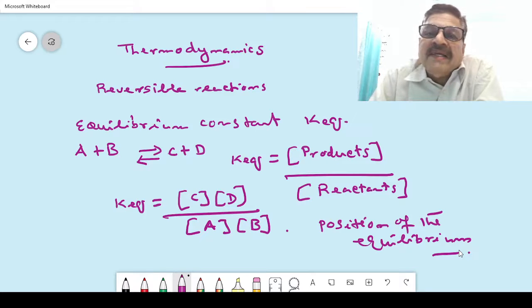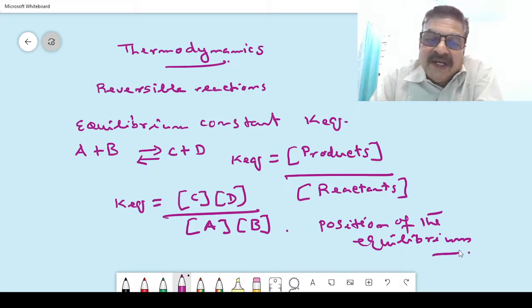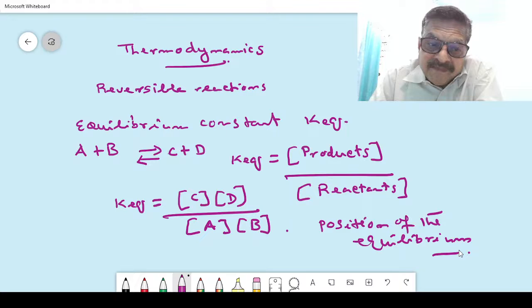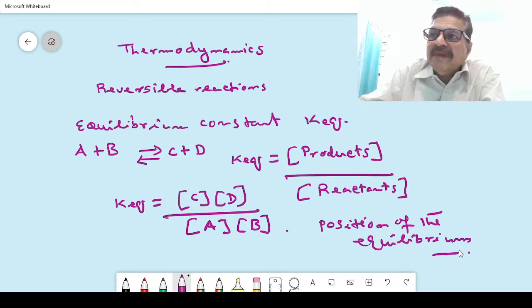That is, it is an expression of the relative concentrations of the starting materials as well as the products at equilibrium. Once equilibrium is reached, we ask whether the products predominate in the equilibrium reaction or the reactants predominate in the equilibrium reaction. This is the significance of your equilibrium constant.